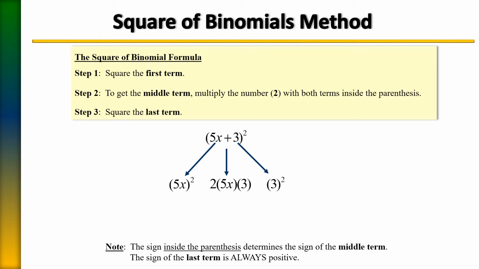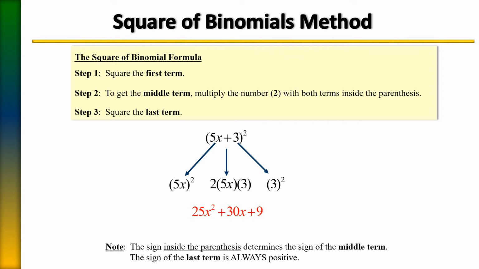Okay, so let's get our first and last term. Squaring 5x, 5x times 5x equals 25x squared. Squaring the last one, 3 times 3 is 9. To get your middle term, you multiply the number 2 along with the 2 numbers that are inside the parentheses. 2 times 5x is 10x. 10x times 3 equals 30x. And there you have it, the square of binomial method.